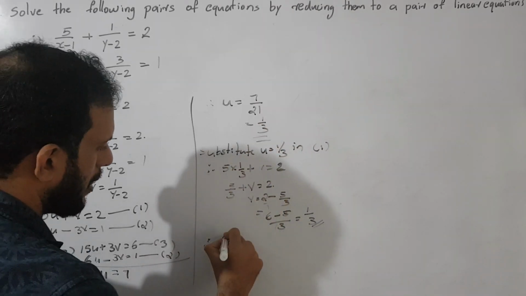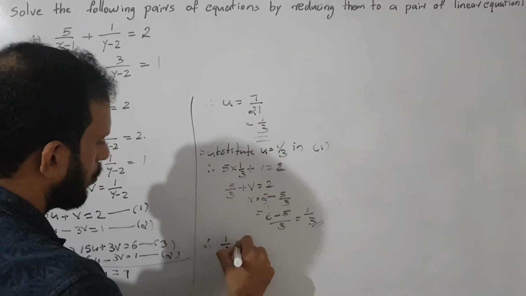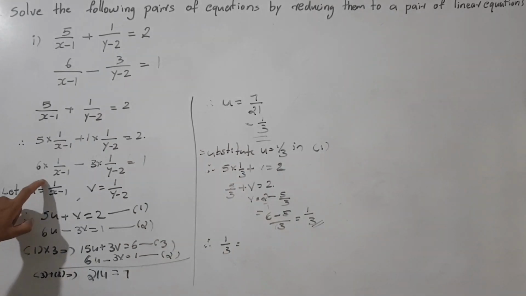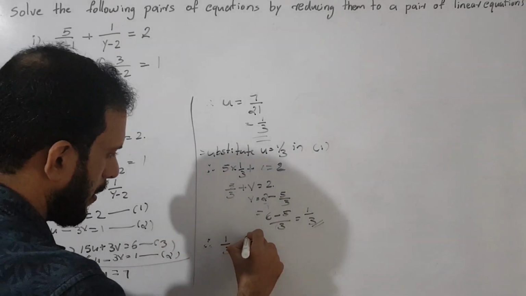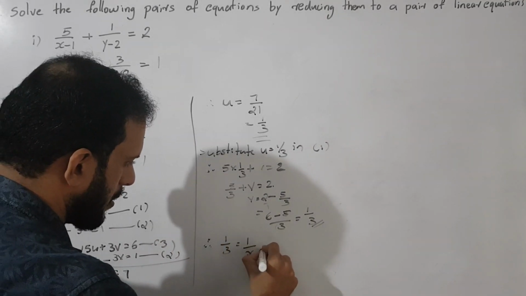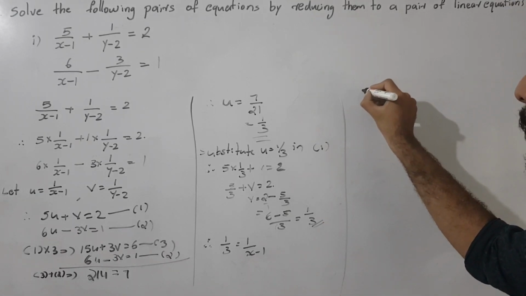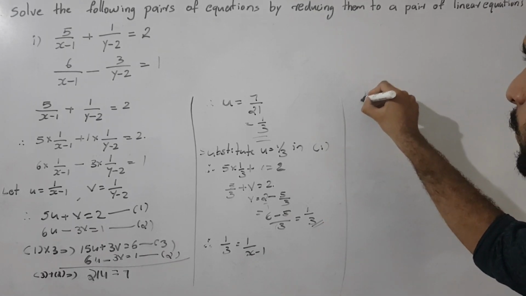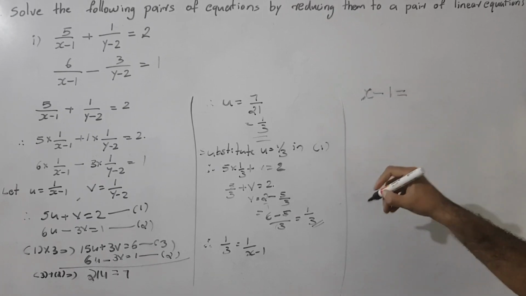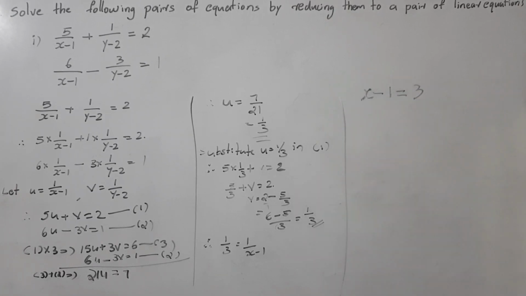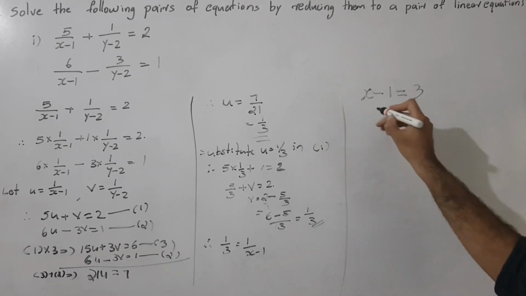Therefore, 1 by 3 u is equal to 1 by x minus 1. So what is u? 1 by 3. So 1 by 3 is equal to 1 by x minus 1. Next, cross multiplication, then what we get? x minus 1 is equal to 3.